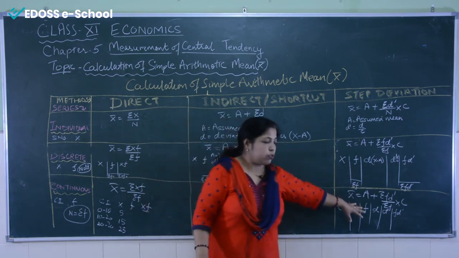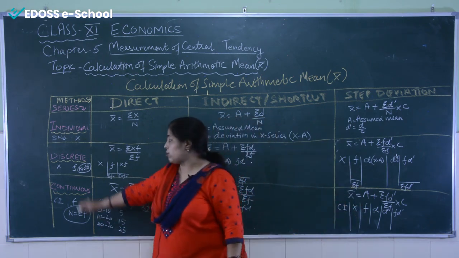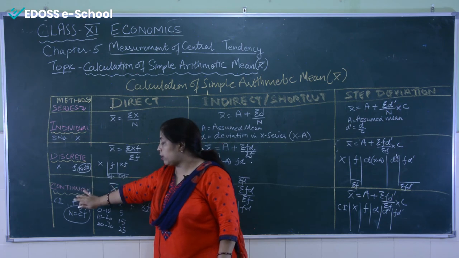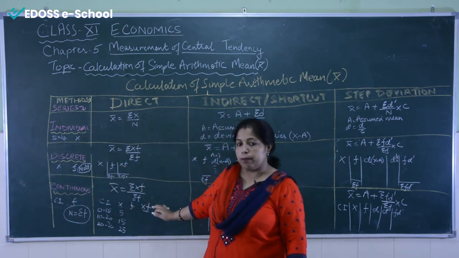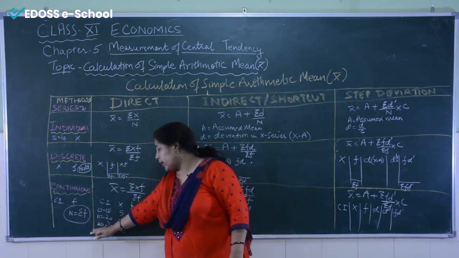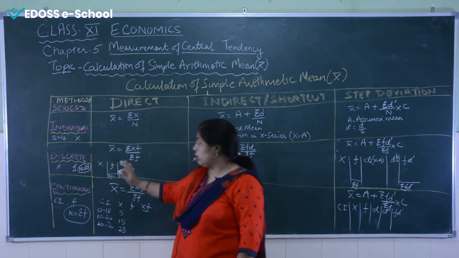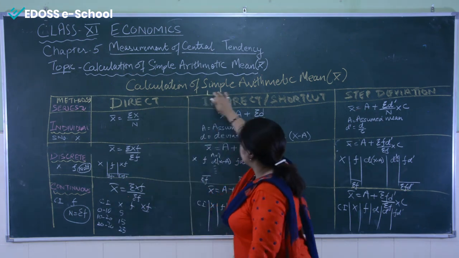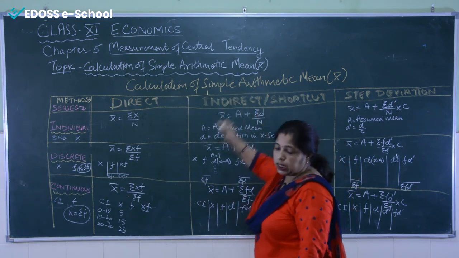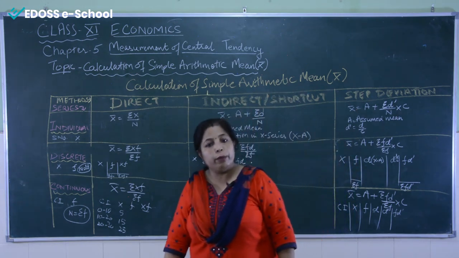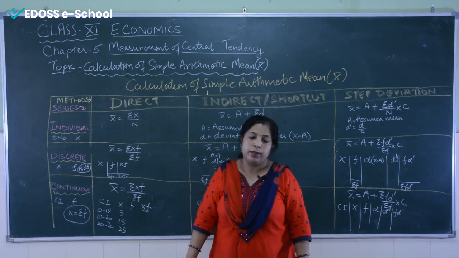Same columns. So I hope you have understood that in discrete series and continuous series the method will be the same, with a slight difference of converting class interval to x. Fine. So these are the formulas to calculate simple arithmetic mean. In the next class we are going to take the numericals to calculate them. Thank you.